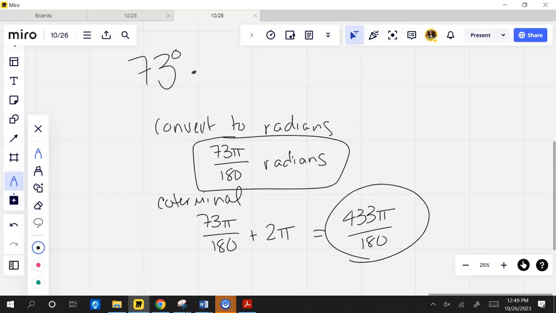You would have to go through and find 73 pi over 180 plus 2 pi, find a common denominator, 180, and combine the tops. You won't have anything like that, not even on the unit circle. On the unit circle, it's like 210 maybe, or 325. You'll memorize those. We'll get to that later.